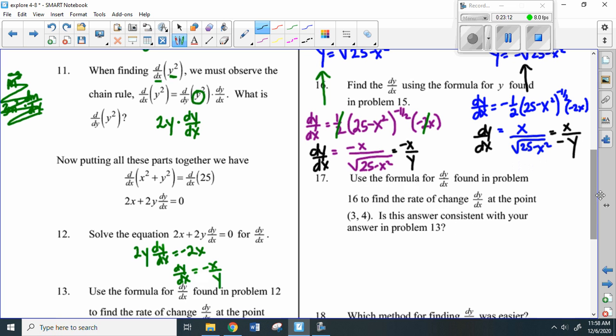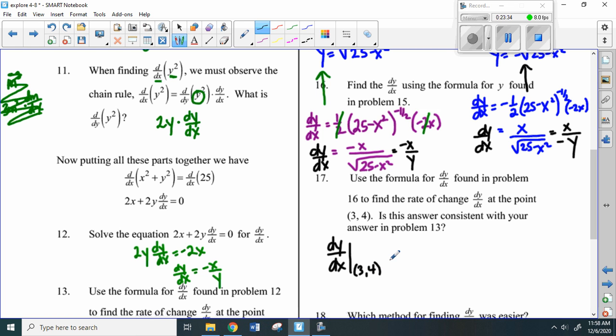All right. So now I want us to use the formula we just found in the previous problem, the negative x over the square root, or the positive x over the square root, to find the rate of change dy over dx at the point. So we keep doing the same thing, but we're doing it with different formulas. All right, at 3, 4.